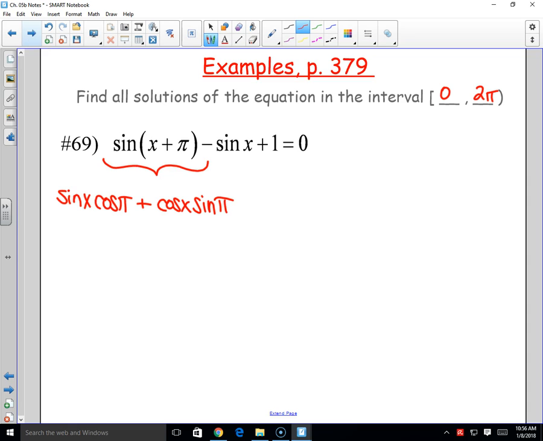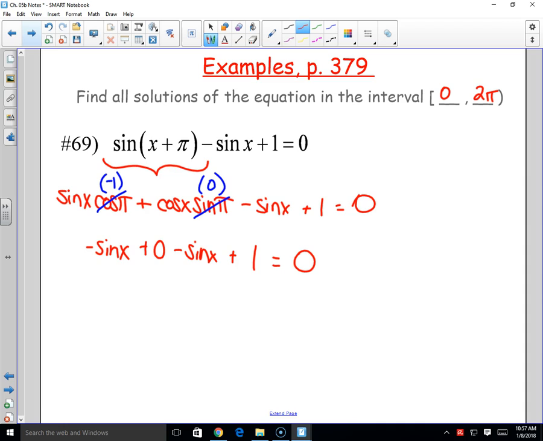Some of you already have over half the formulas for sum and difference memorized. Good job. Minus sine of x plus 1 equals 0. Now what? Cosine pi and sine pi. Oh yeah, pi we can do. What is cosine pi? Negative 1. What's sine pi? 0. So we have negative sine x plus 0 minus sine x plus 1 equals 0, and we see negative 2 sine of x.